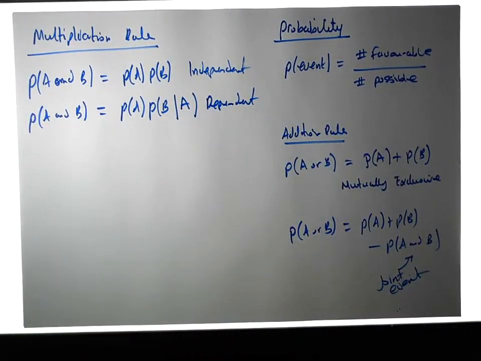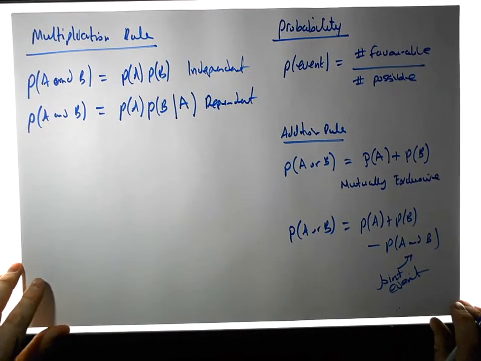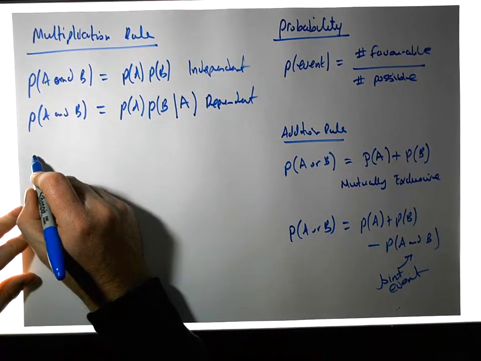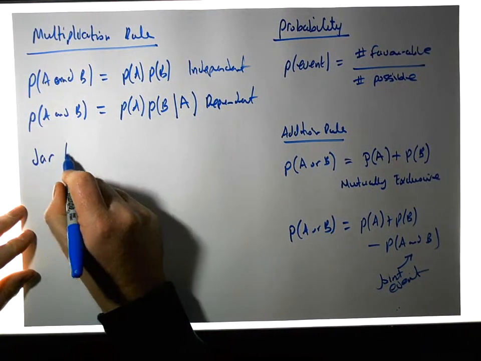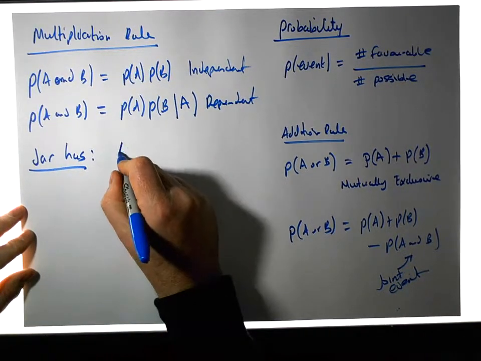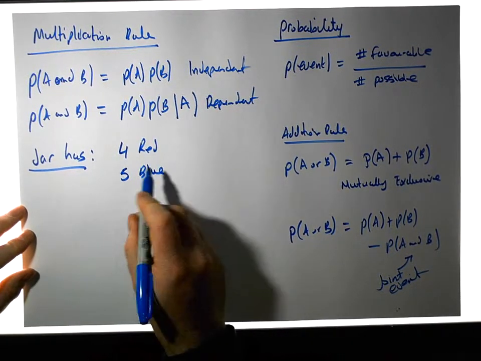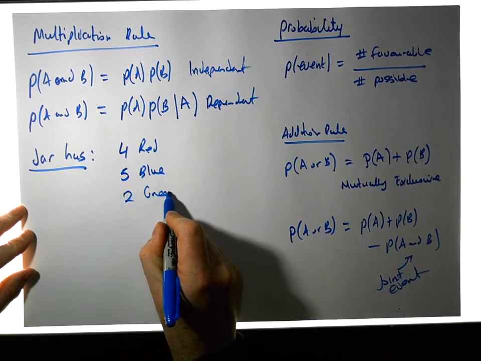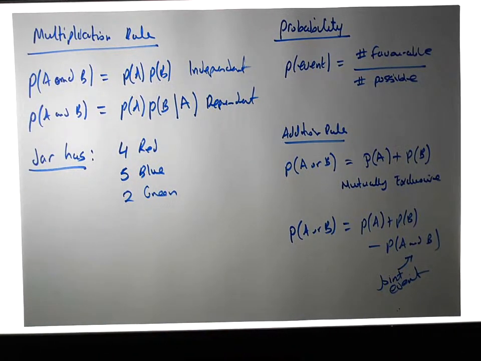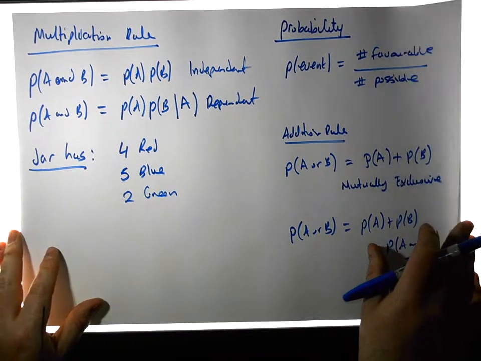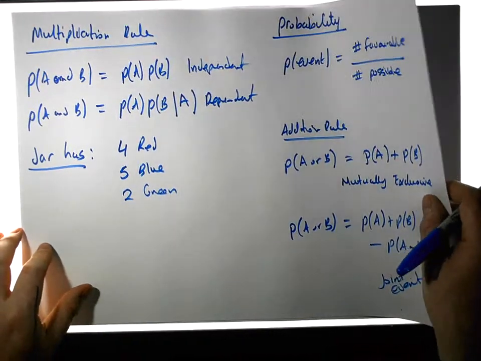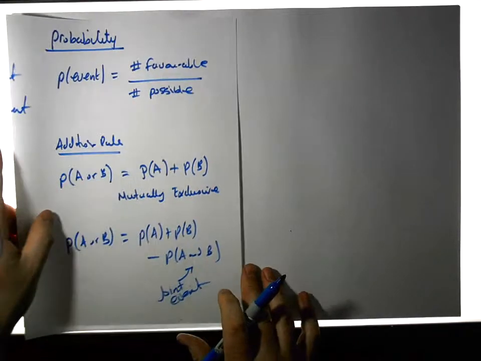So let's say, for argument's sake, a jar has 4 red marbles, let's say it has 5 blue, and let's say it has 2 green marbles. And what we're going to do is, let's just actually work off this and do some probabilities first of all. Some straightforward probabilities. So let me just write this down again.